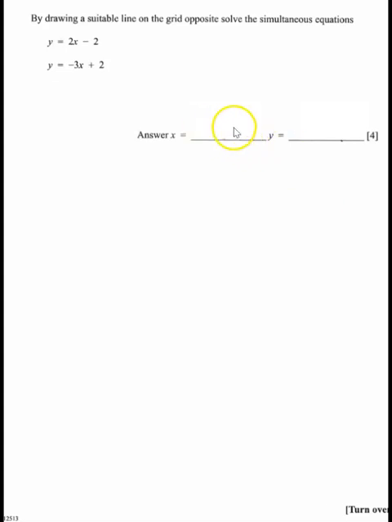And if we look at the next page here, you can see that x is going to be 0.8 and y was -0.4.